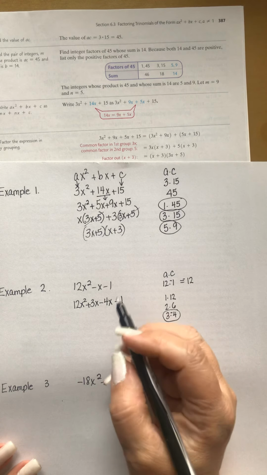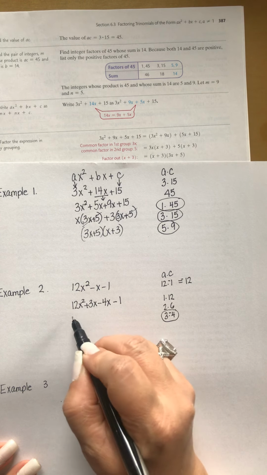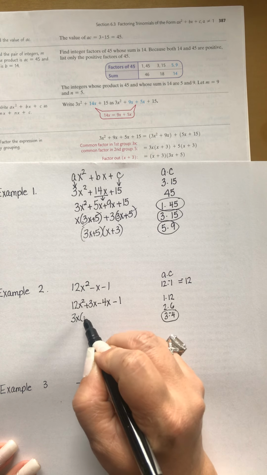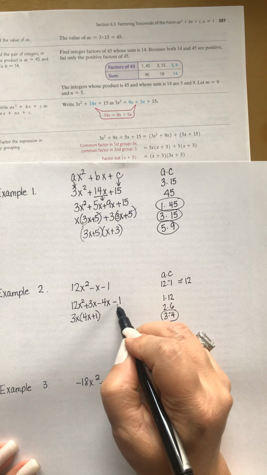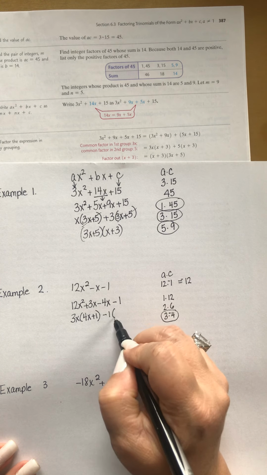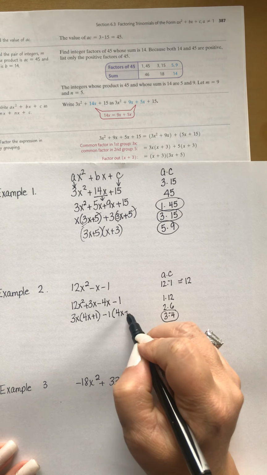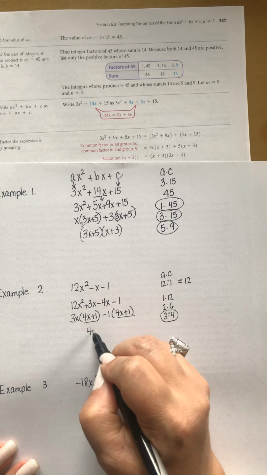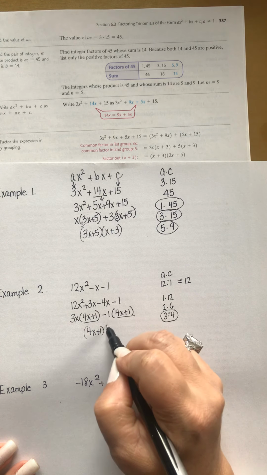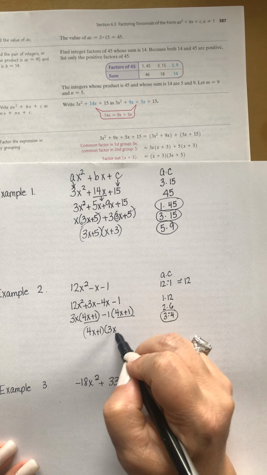So now I'm going to factor by grouping. I'm going to pull out here a 3x, and I'm left with 4x plus 1. In here, I'm just going to take out a negative 1, and I'm left with 4x plus 1. The 4x plus 1 comes out, and then you're left with 3x minus 1.